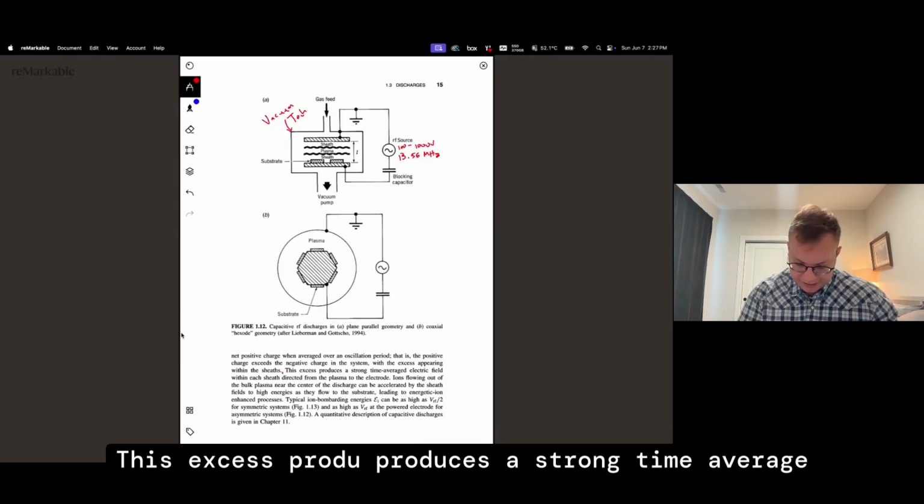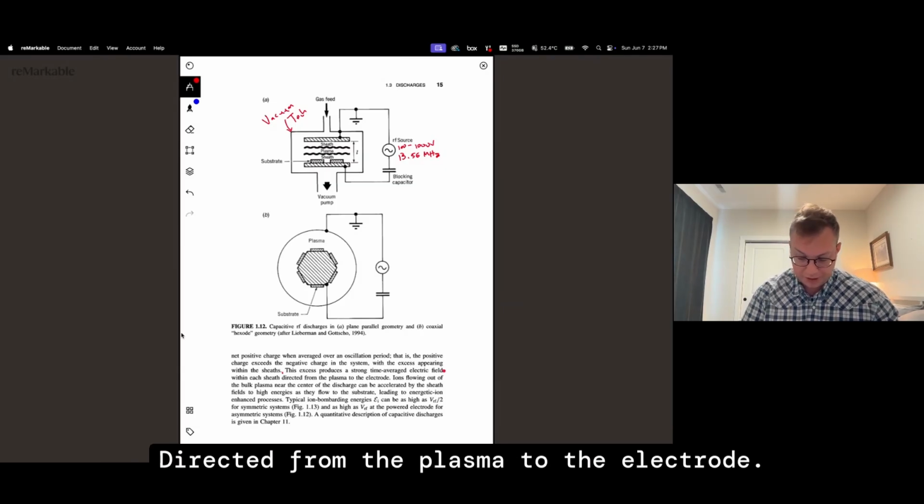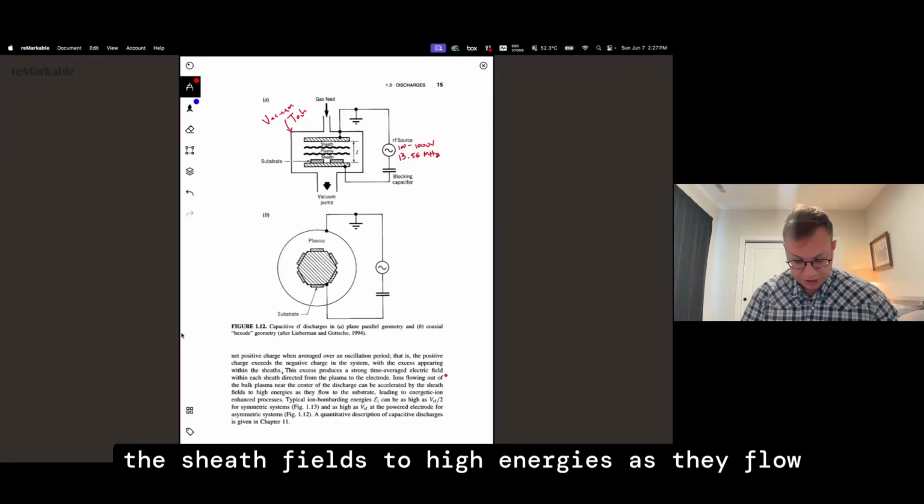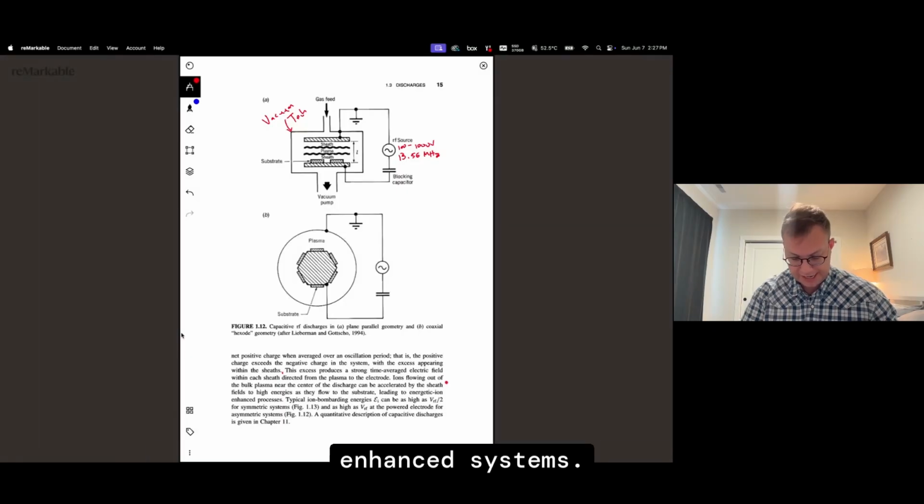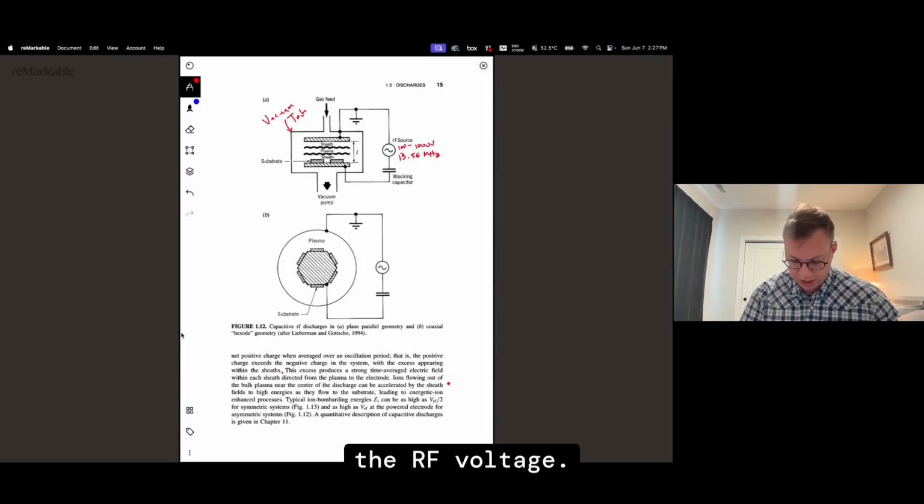Okay, this excess produces a strong time average electric field within each sheath directed from the plasma to the electrode. Ions flowing out of the bulk plasma near the center of the discharge can be accelerated by the sheath fields to high energies as they flow to the substrate, leading to energetic ion-enhanced systems. Typical bombarding energies can be as high as the RF voltage.